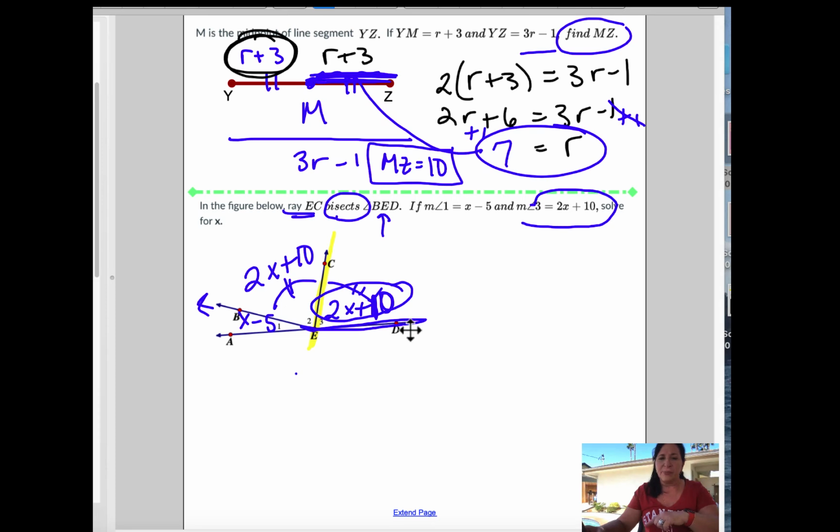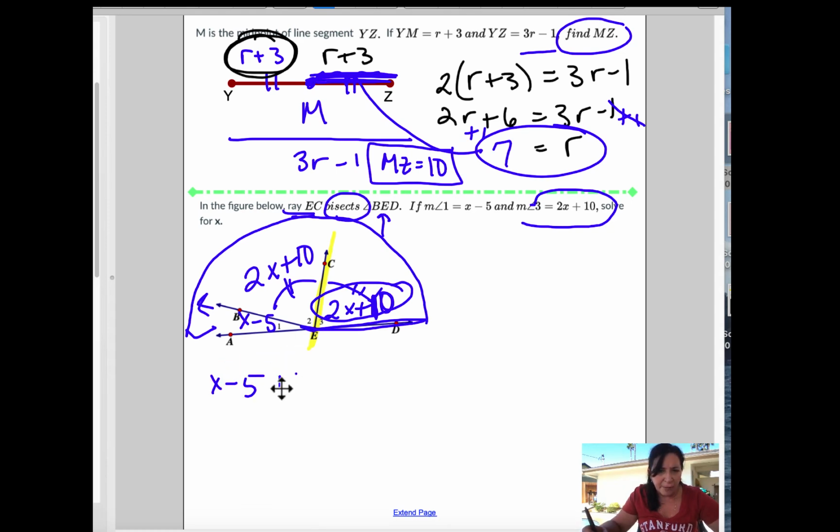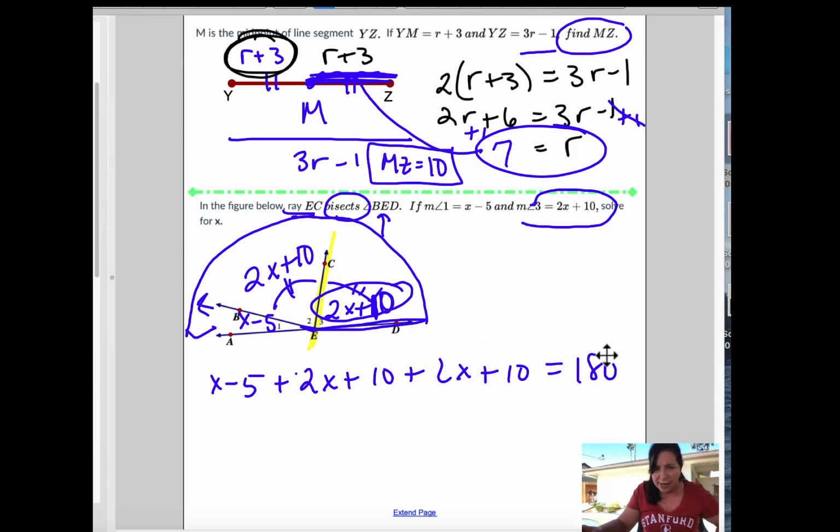And this being actually, if you look all the way around like this, that's an actual line, which means that this plus that, right? All three of those angles add up to be 180. So x minus 5 plus 2x plus 10 plus 2x plus 10. And I could have just said 2 times 2x plus 10 equals 180 degrees.